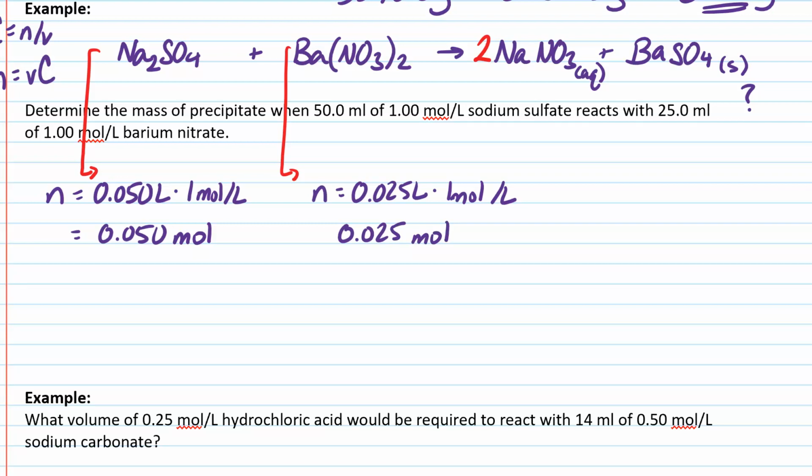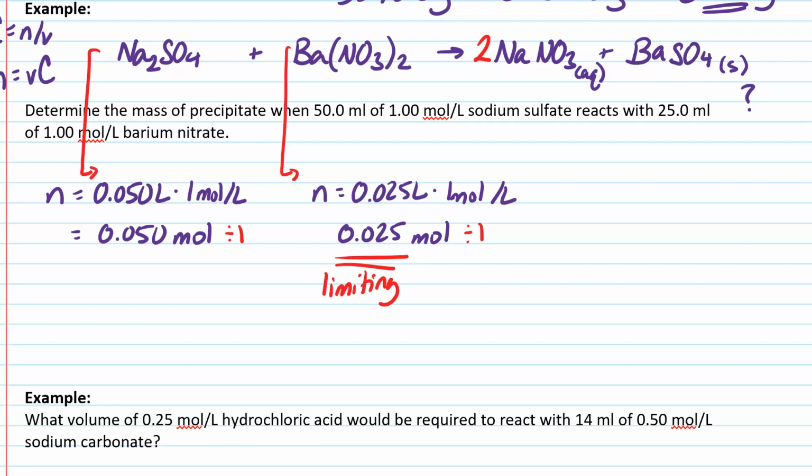So we have a chemical amount of both reactants. Which one's limiting? Well, usually what do we do? We divide by the coefficients. In this case, both of them have a coefficient of 1, so it'll be the same result. 0.05 divided by 1 is just 0.05, and 0.025 divided by 1 is just 0.025. So we can just look at the numbers themselves and see that there's less barium nitrate, so this is limiting.